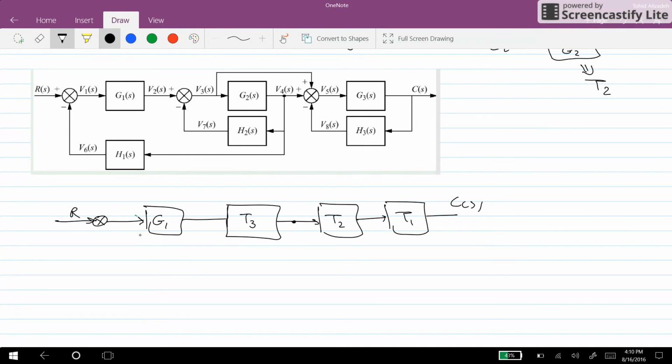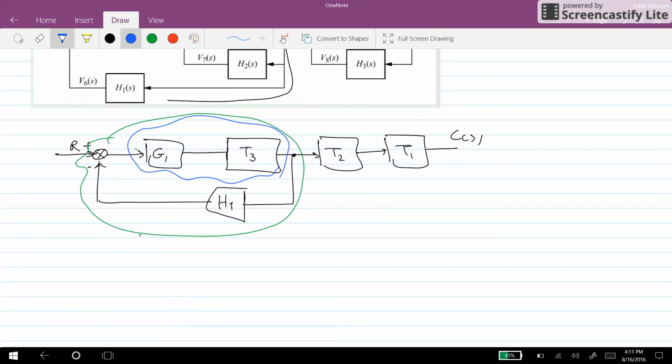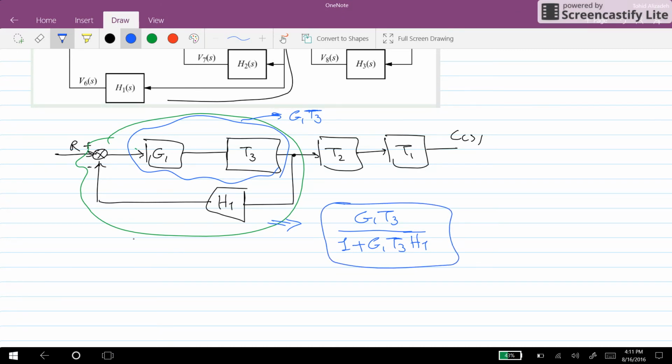And right from here, which is the output of T3, we will have this path, which is H1 with a negative feedback. Okay, now I think everything is quite simple. These two are in series with each other, and the result will be in a feedback loop with H1. So it's quite straightforward now to simplify it. For these two we will have G1 T3. Therefore, for the feedback loop we will have G1 T3 divided by 1 plus G1 T3 H1, which is in series with T2 and T1. So this will be what we get as the overall transfer function, T2 and T1 and C of s.